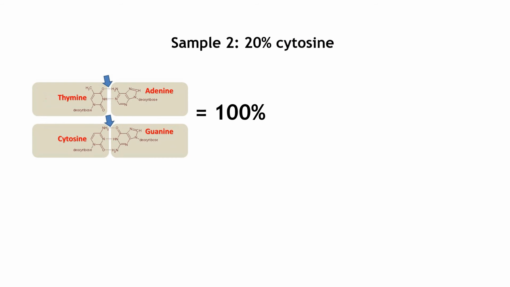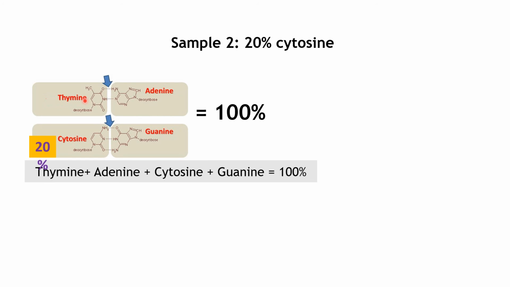So in this example, they told us that instead of the previous concentration, now we have 20% of cytosine. So we need to find the concentration of the other ones. So how do we do it? Pretty easy. We remember that Chargaff's rule tells us that the concentration of thymine and adenine are the same, and the concentration of cytosine and guanine are the same. And why are they the same? Because these two bases are complementary to each other. So here, cytosine is 20%.